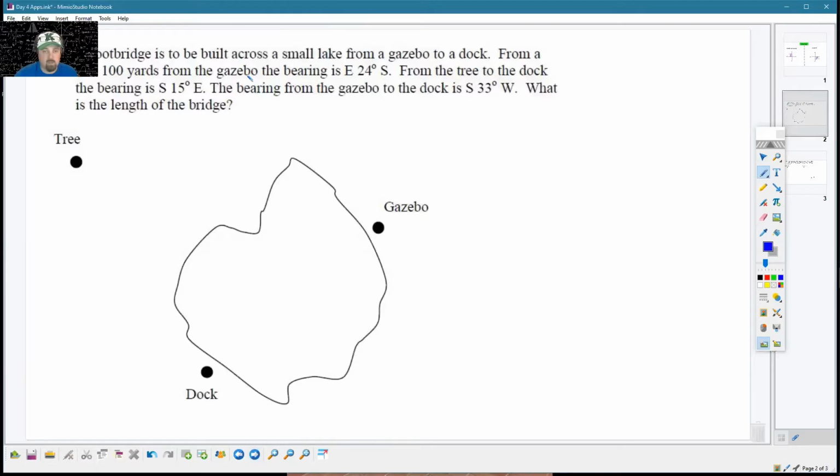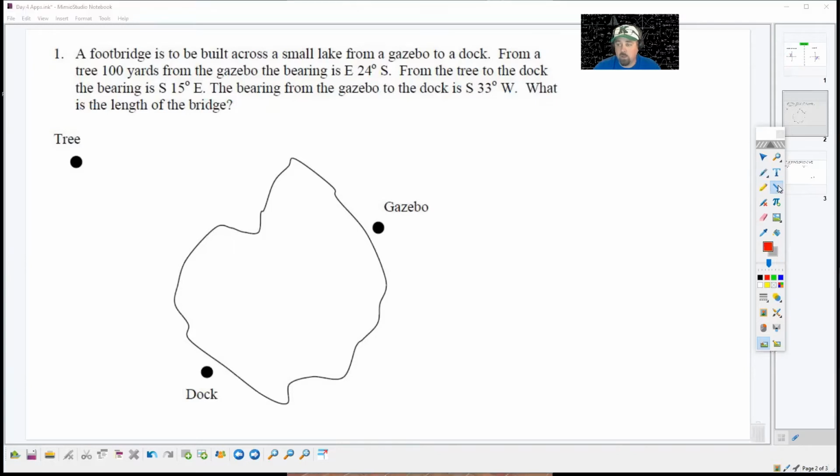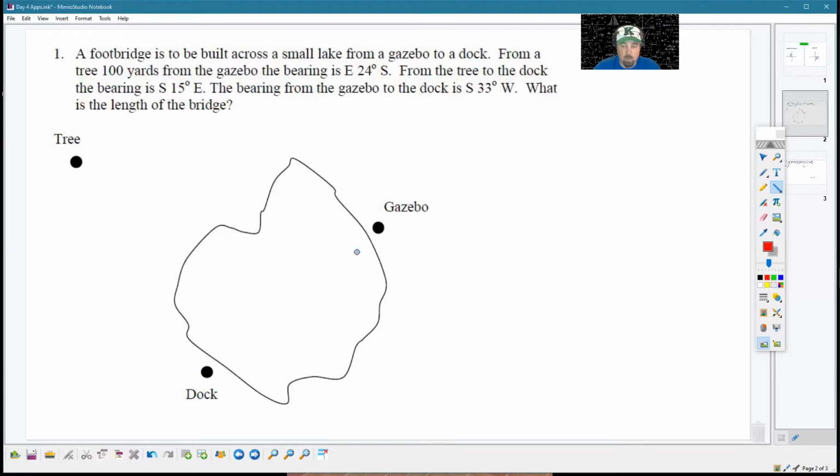This one says a footbridge is to be built across a small lake from a gazebo to the dock. From a tree 100 yards from the gazebo, the bearing is E 24 degrees S. From the tree to the dock, the bearing is S 15 degrees E, and the bearing from the gazebo to the dock is south 33 degrees west. What is the length of the bridge? So we've got a picture down here drawn for us. There's a lake in here. We want to put a dock to this gazebo, and we want to figure out how much lumber we're going to need to build this dock. We need to figure out what the length is going to be.